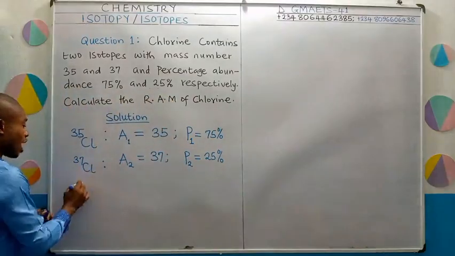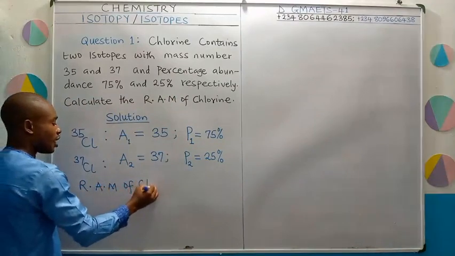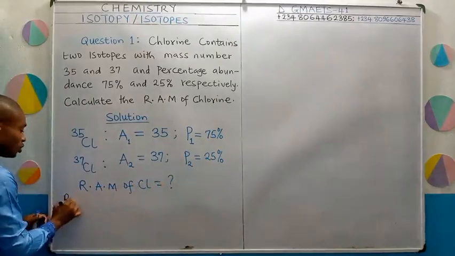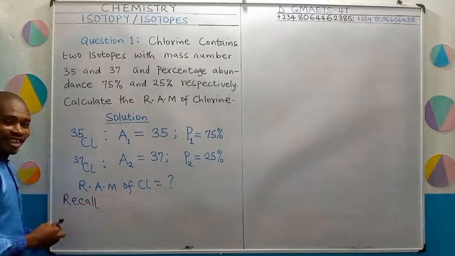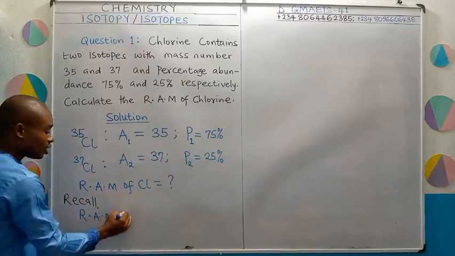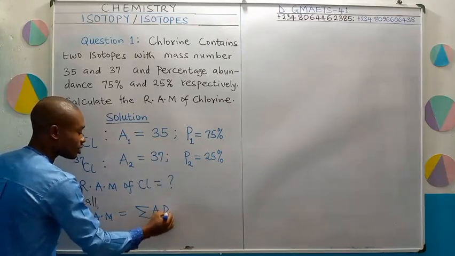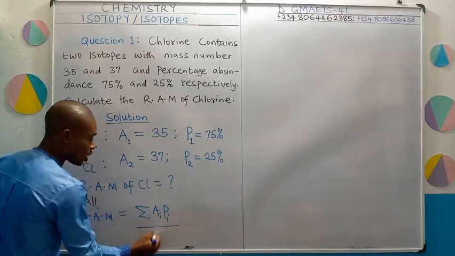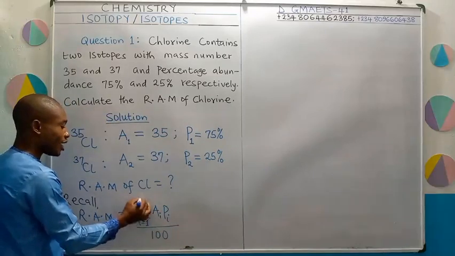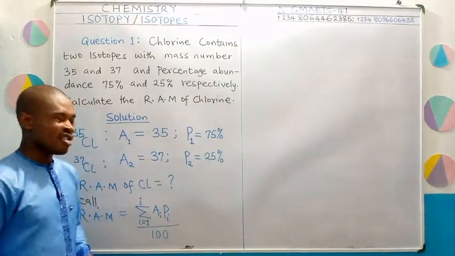Okay, so we are looking for R.A.M. of chlorine. We don't know. Question mark. So I'll quickly write that you should recall. We have the formula that to calculate the relative atomic mass of any element, it is equal to summation of the mass number times the percentage abundance divided by 100. This is the formula. If I like, I can put i equal to 1 down to i. If I don't want, I might just forget about the i thing, okay? There is no error in that.